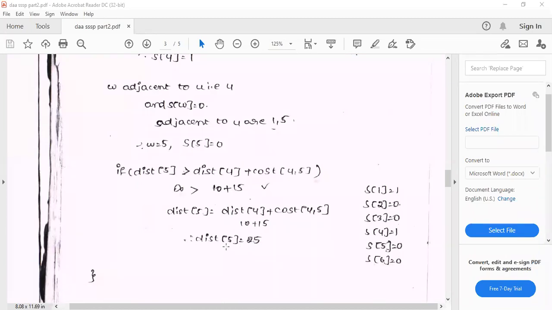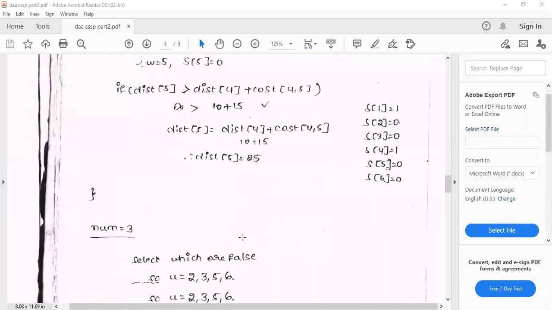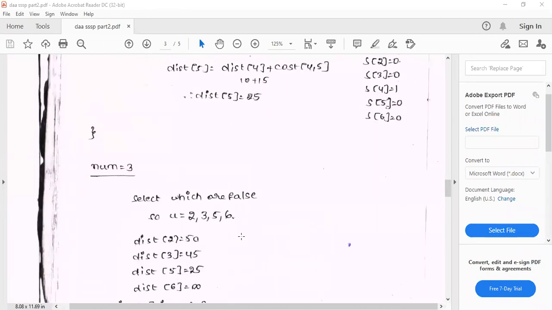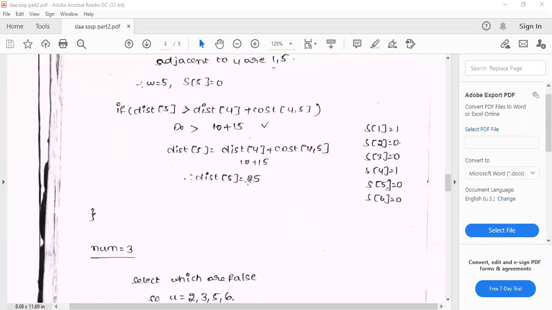Initially, distance 5 equals infinity, there is no path from 1 to 5, but by using the fourth vertex, distance 5 equals 25. So you are updating distance 5. After updating, distance 5 equals 25.